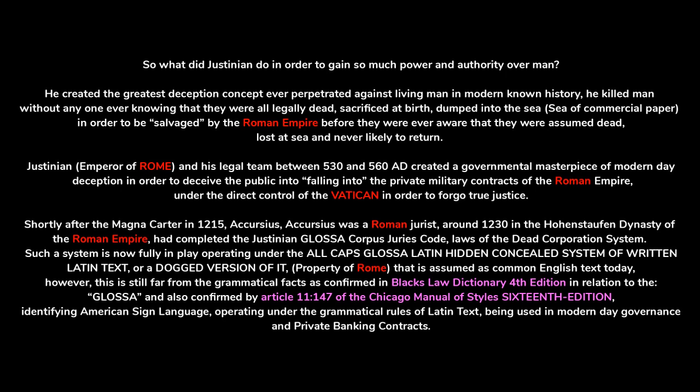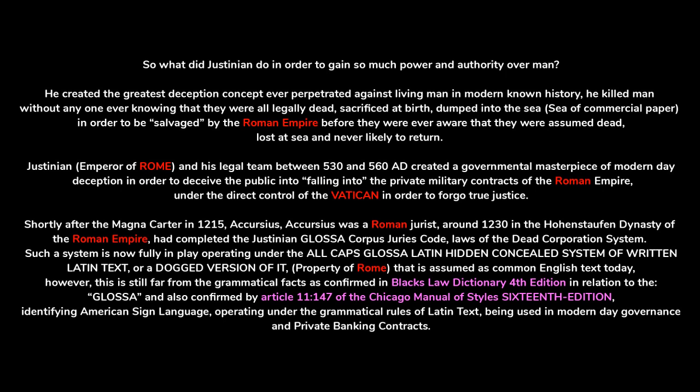Shortly after the Magna Carta in 1215, Accursius, who was a Roman jurist, around 1230 in the Hohenstaufen dynasty of the Roman Empire, had completed the Justinian Glossa, Corpus Juris Code, Laws of the Dead Corporation System. Such a system is now fully in play, operating under the all-caps Glossa Latin hidden concealed system of written Latin text, or a dog version of it. Property of Rome that is assumed as common English text today.